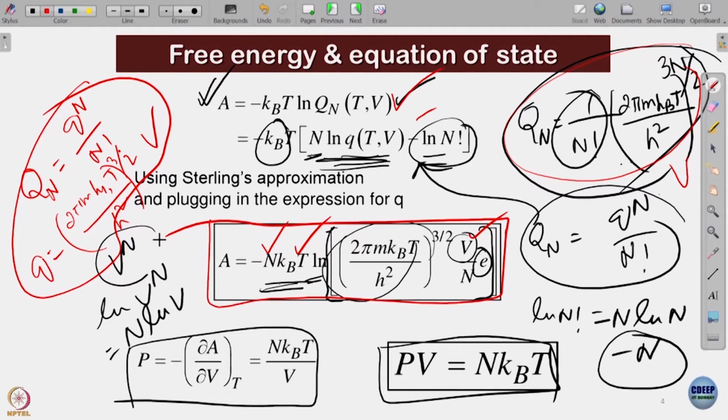Now, I can calculate by using a thermodynamic relation from this free energy. I can now calculate pressure. And then another beautiful thing comes in: that is equal to n kBT, which you all know, the ideal gas law.